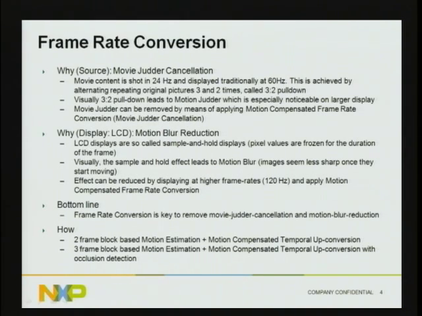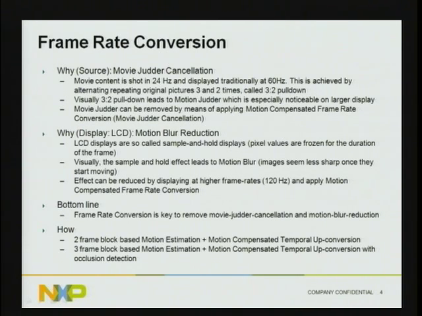The first one is that the content that we receive in our TV can be either video or film. And what we see typically for film content is that it's shot at 24 hertz, but then displayed on your TV at 60 hertz by means of what we call pull-down technology, which is basically just repeating pictures twice or three times, depending on what the frame rate of the input is. Of course, if this is displayed on your TV and it starts moving, you will see judder.